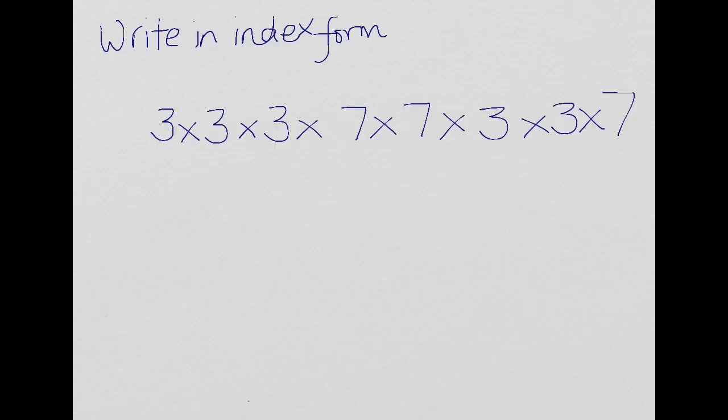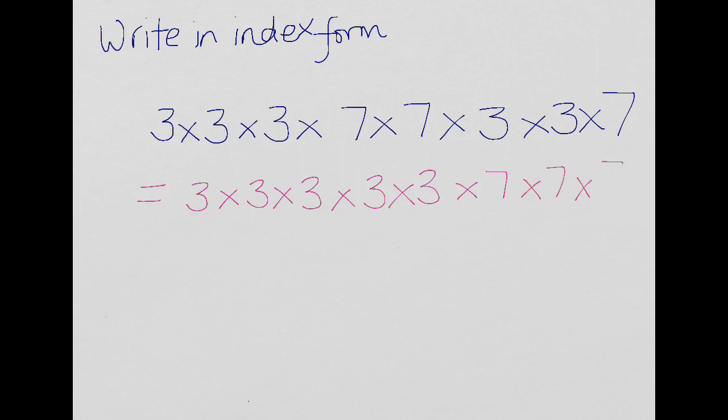Right, and the last example. So here you can see we're multiplying by 3 and by 7. Well, first of all, it is better to regroup these so that I have my product of 3's together, and then I can do that for the 7's. Now, the rule I'm using here is the commutative law, because the order that I multiply doesn't matter.